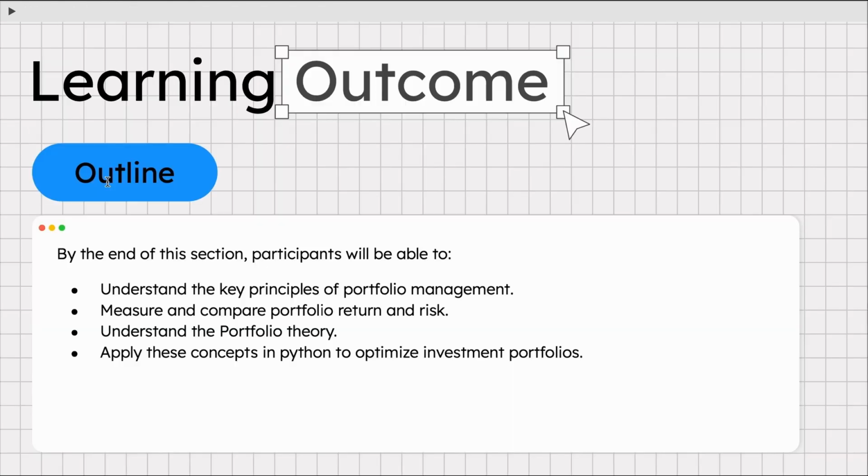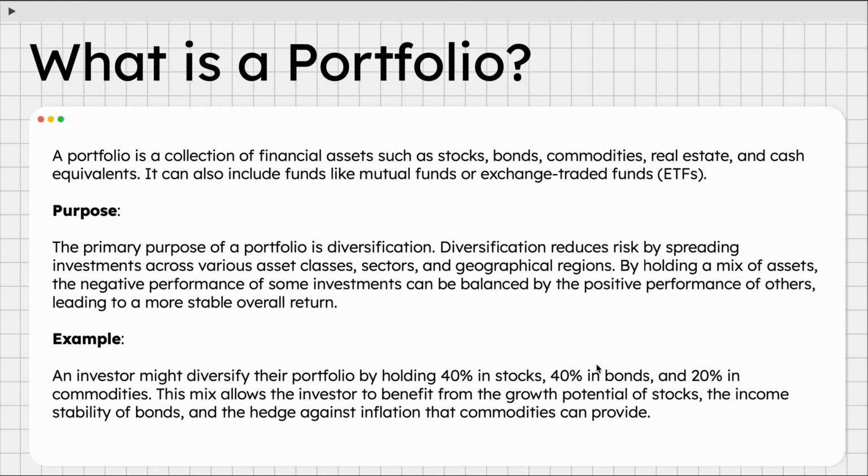So let's get started. We'll be first seeing the learning outcomes. We'll understand the key principles of portfolio management. We'll measure and compare portfolio risk and return. We'll understand the portfolio theory. We'll apply these concepts in Python to optimize investment portfolio. That we'll be doing after we are done with this module. Okay, so let's get started.